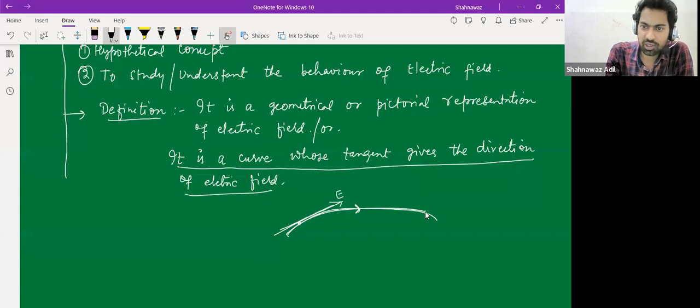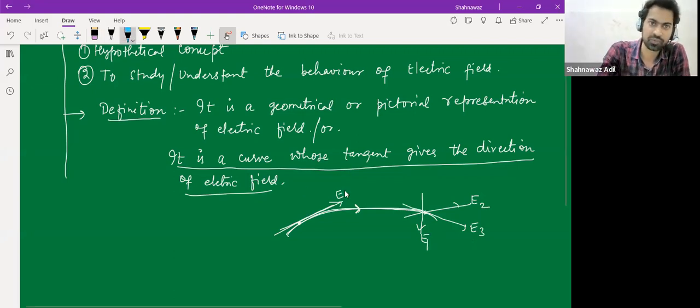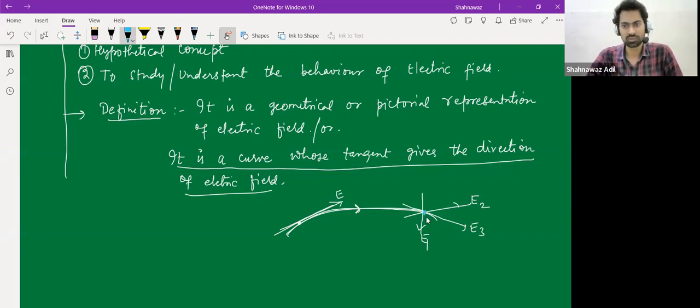So at this point, what would be the direction of the electric field? Will it be this, this, or this? So let's say E1, E2, E3. Which will be the direction of the electric field at this point? Yeah, Mariam, E1, E2, or E3? E3. Yes, correct, Mariam.